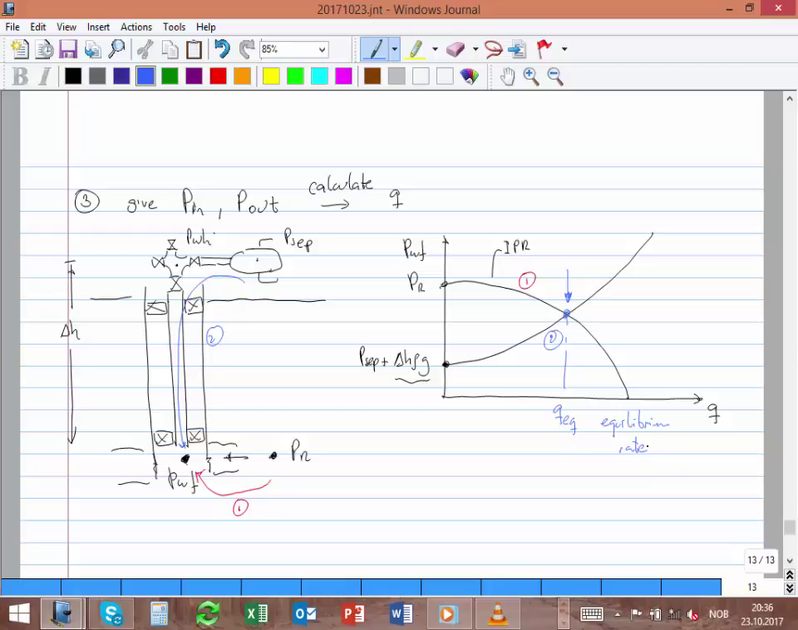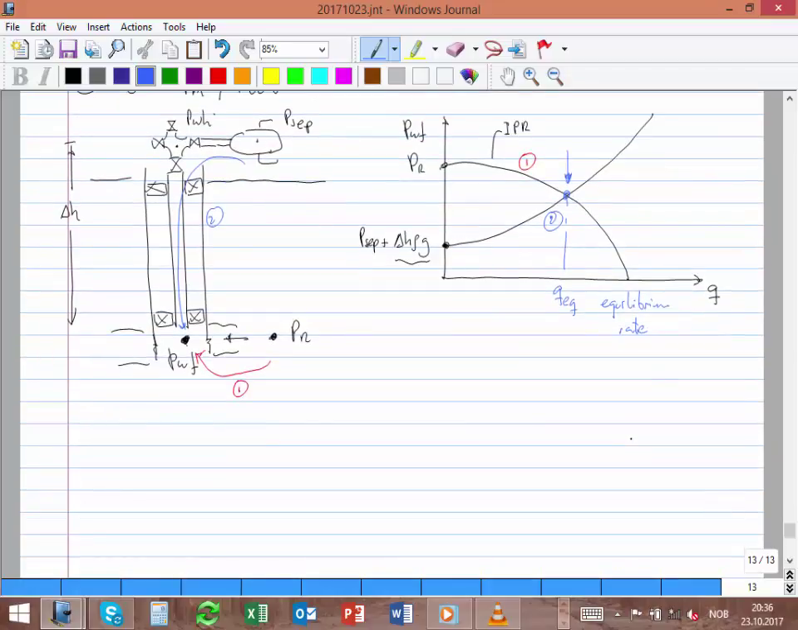Now I'm going to test you to see if you understood. So now let's make the same plot I told you. I can choose any point in the system. I'm going to choose the wellhead. I'm going to plot again, but now the wellhead, PWH, seen from both sides. So now let's go to the available pressure at the wellhead. How does that curve look? When I have no flow, what pressure do I have here?